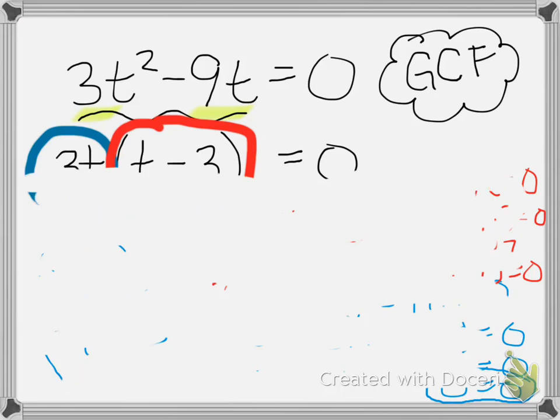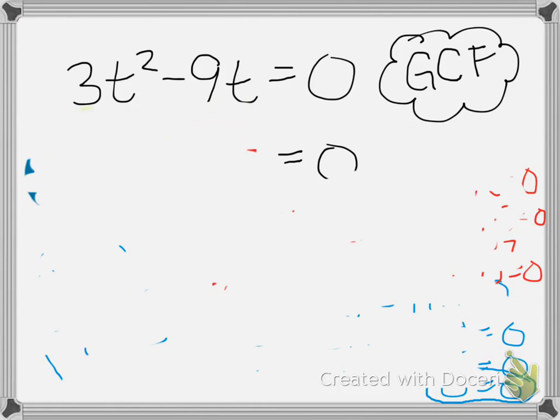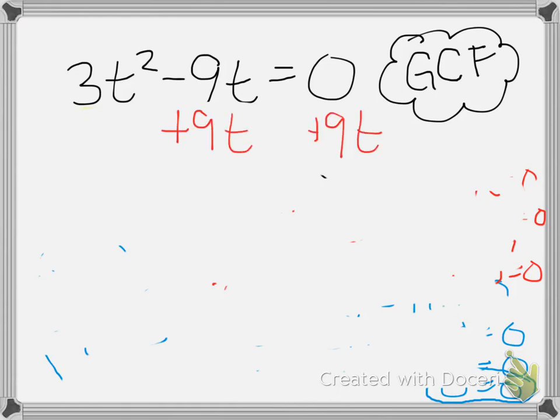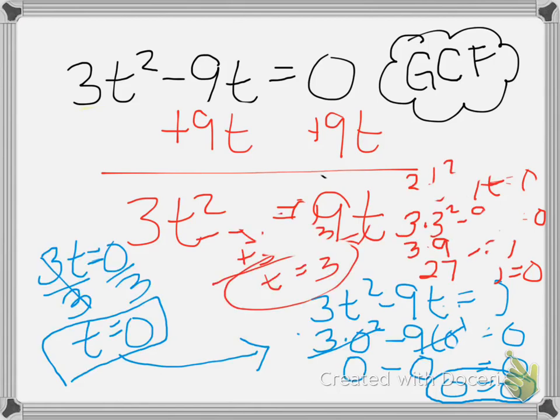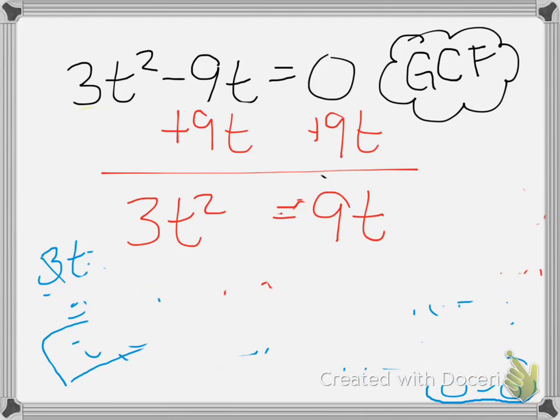Let me go back to here. The reason we couldn't solve the equation like this, as just a normal equation, is that some of you might have been asking, why didn't you just add 9t to both sides? I could do that, and I get 3t squared equals 9t. Okay, then I'm stuck. I can divide by 3, but I'm going to get t squared equals t.